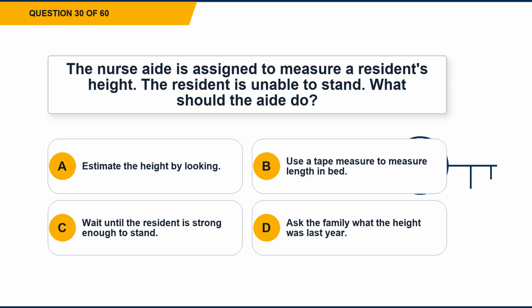Question 30. The nurse aide is assigned to measure a resident's height. The resident is unable to stand. What should the aide do? Option A, estimate the height by looking. Option B, use a tape measure to measure length in bed. Option C, wait until the resident is strong enough to stand.